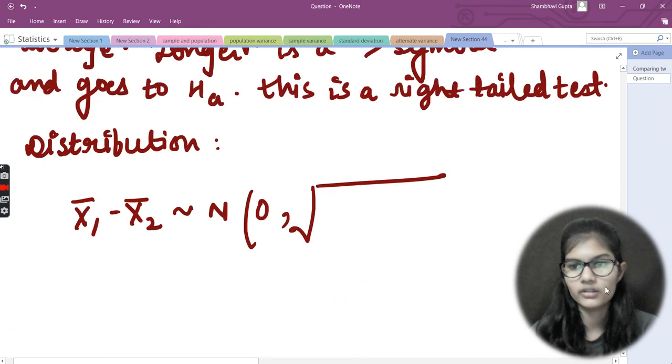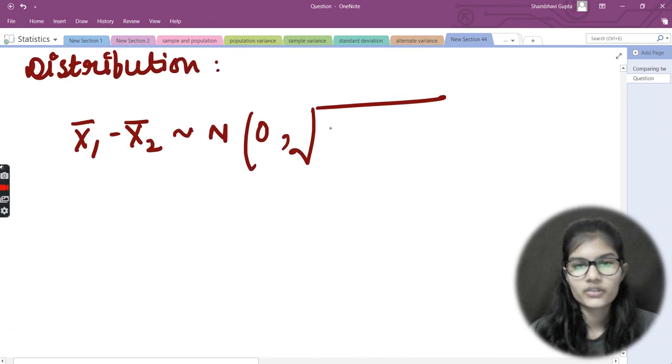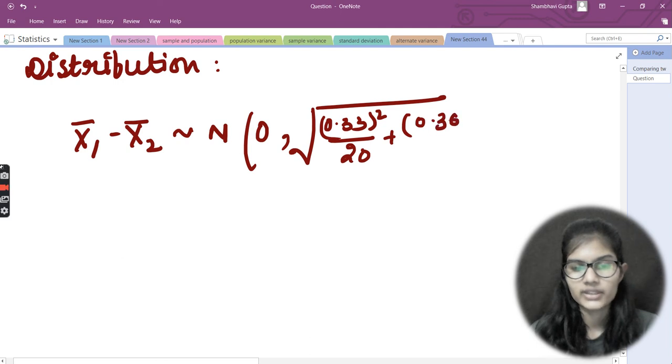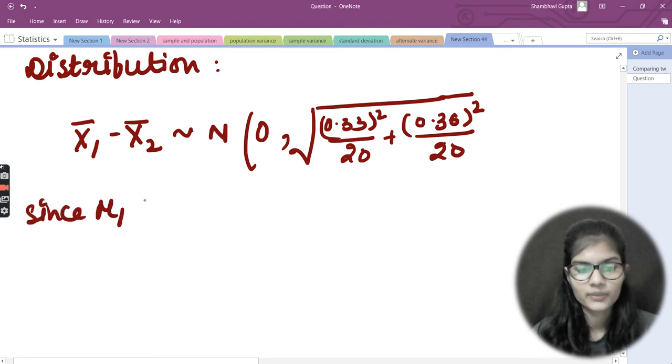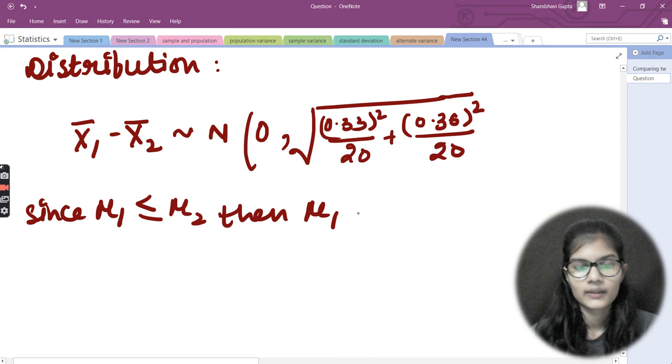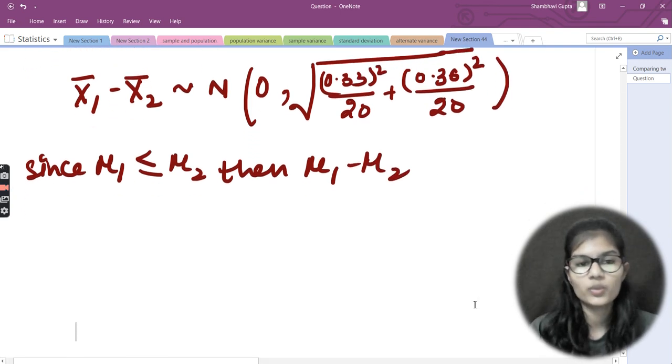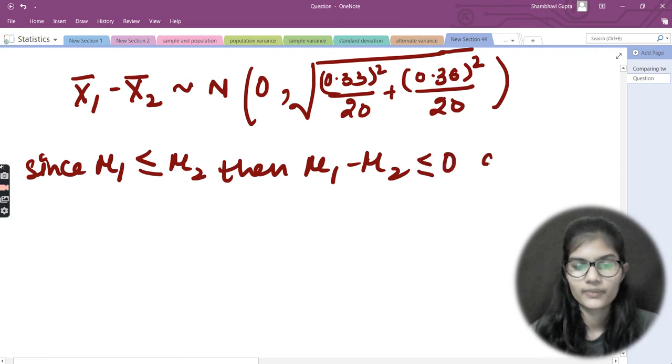Now just let me come down here, put on the things. So for the first one we were having 0.33, right? Square upon n1 we were having 20, plus 0.36, whole square divided again by 20. Fine. So since mu1 is less than or equal to mu2, then mu1 minus mu2 is less than or equal to 0.